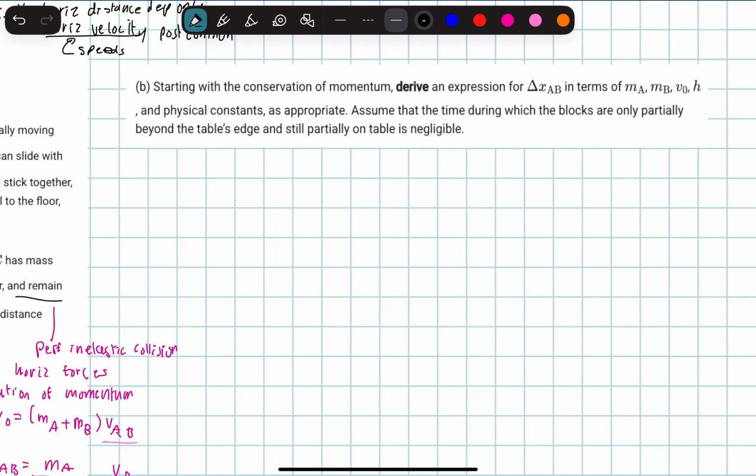Assume the time during which the blocks are only partially beyond the table's edge and still partially on the table is negligible. So we're asked to start with the conservation of momentum. So we had a collision, right? But we know that before the collision only block A is moving. And because of that, we can write that P initial is equal to MA V initial.